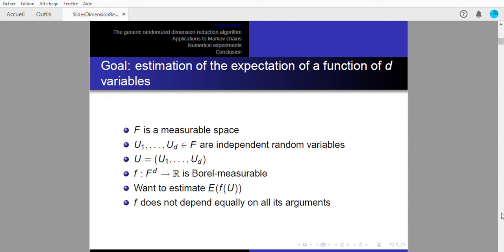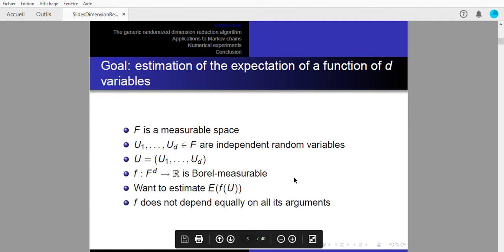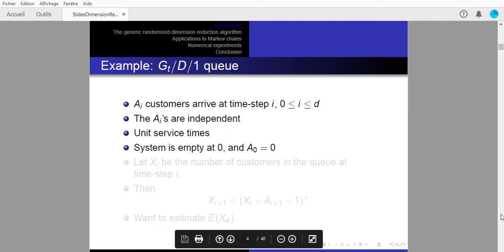So, the goal of the algorithm is to estimate efficiently the expected value of f of u. Here u is a vector of d independent random variables u1 up to ud, and f is a function of d variables, and we assume that f does not depend equally on all its arguments. So some of the arguments of f are more important than others. So some of the ui's are more important than others.